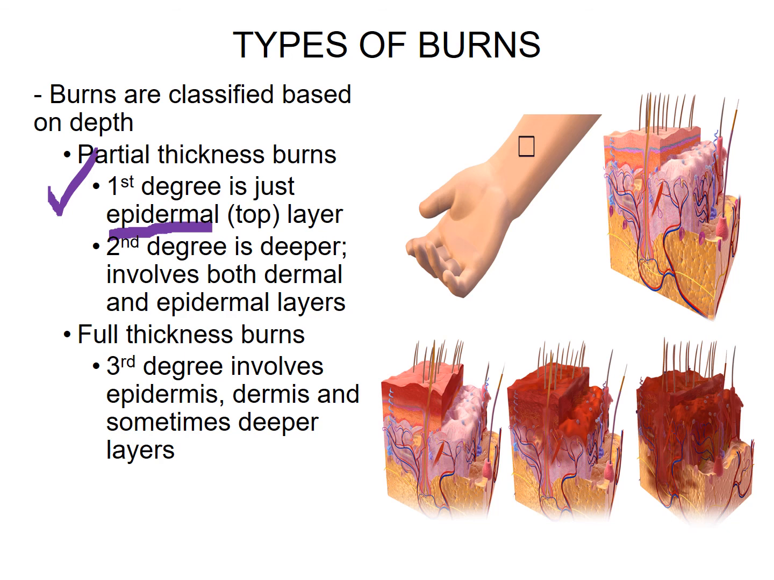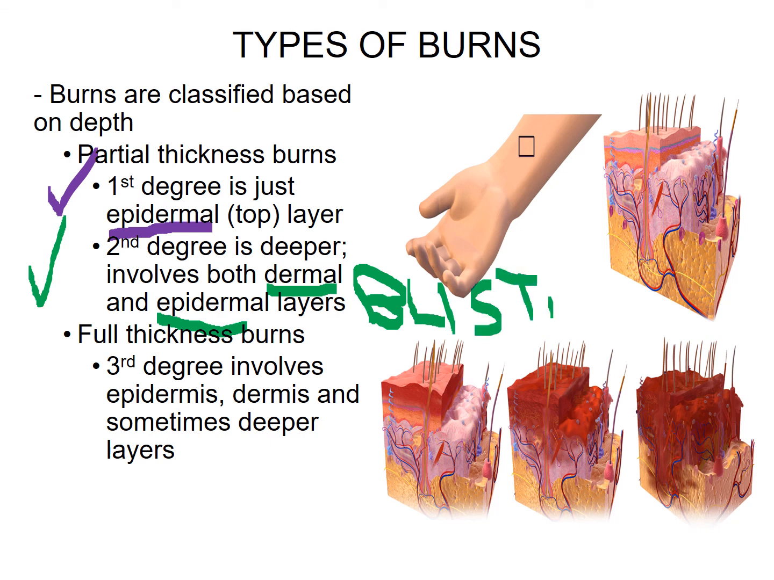Second-degree burns. What we're doing is cooking through the epidermis, and we're getting to the dermis now. So a little more serious. The hallmark symptom of a second degree burn is a blister. That's the big difference. If you burn yourself and you see a blister, you have a second degree burn. I don't care if it's 1 blister or 40 blisters, 1 counts as a second degree burn.